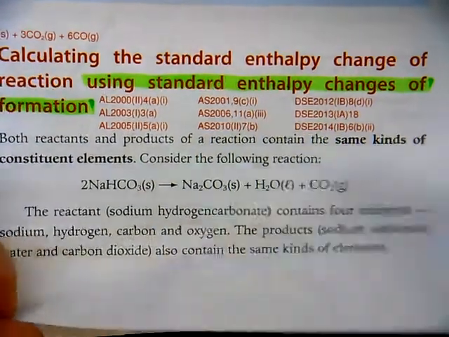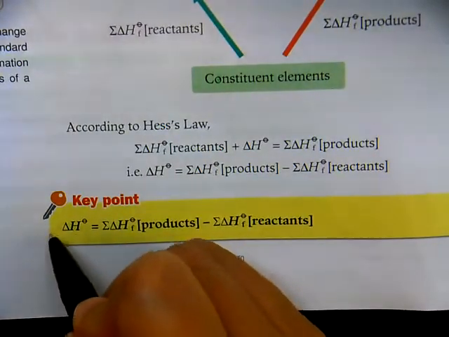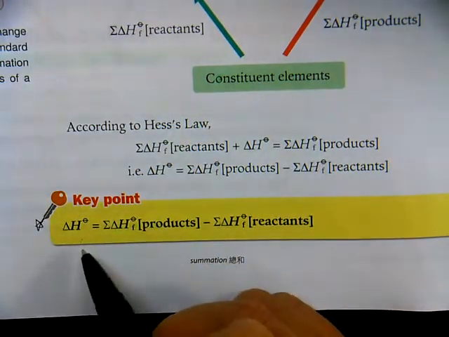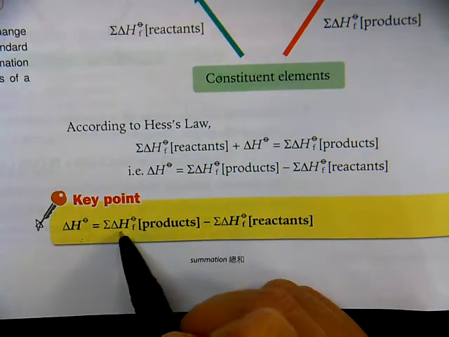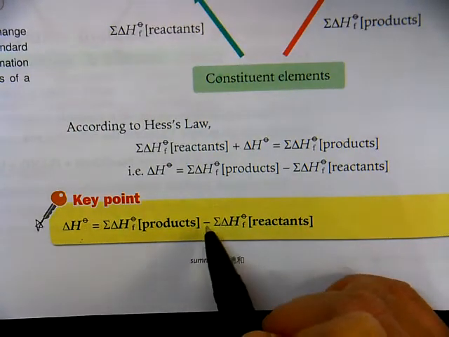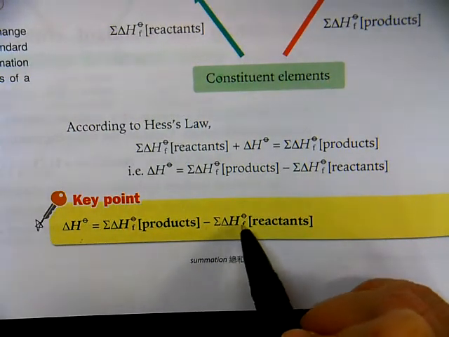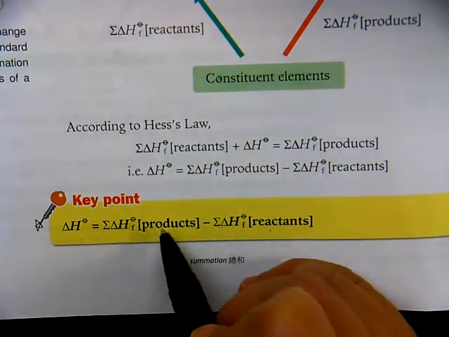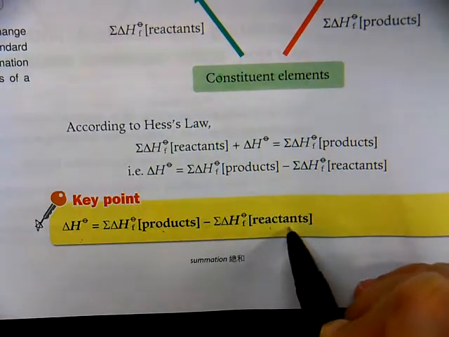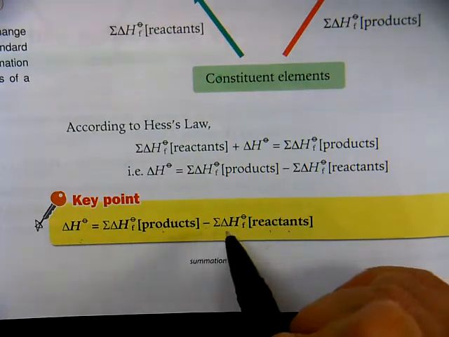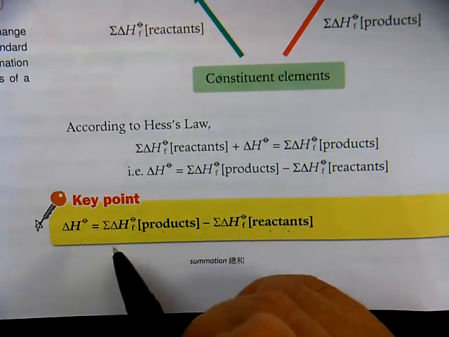Under this situation, we have an equation. I will show you how to derive this equation. We can work out the answer by using this equation, which is the summation of the standard enthalpy change of formations of products minus the summation of standard enthalpy change of formations of reactants. Products minus reactants. Okay? Provided that all the data given is standard heat of formation.